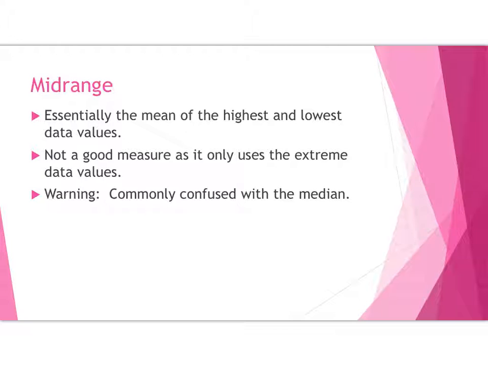Now the mid-range is a little bit different. It's the average of the highest and lowest value. So basically it's the min plus the max. Get that answer and divide it by 2. That'll be the mid-range. Now that one is really susceptible to outliers, so we don't really talk about that one much because it's the middle of the highest and lowest. It gets confused with the median, which is actually the middle of the data.